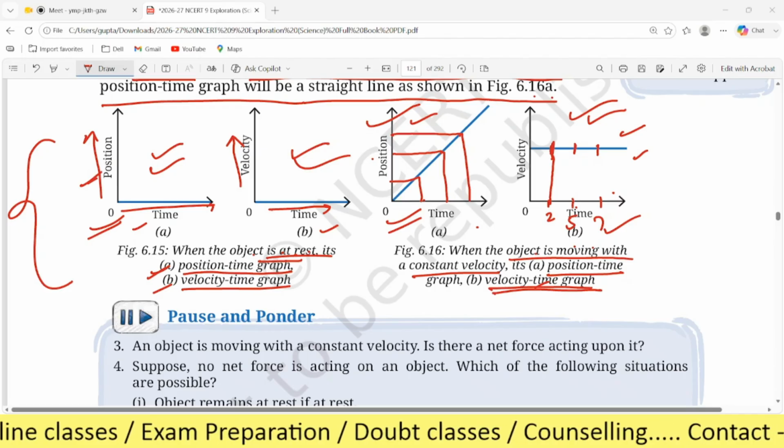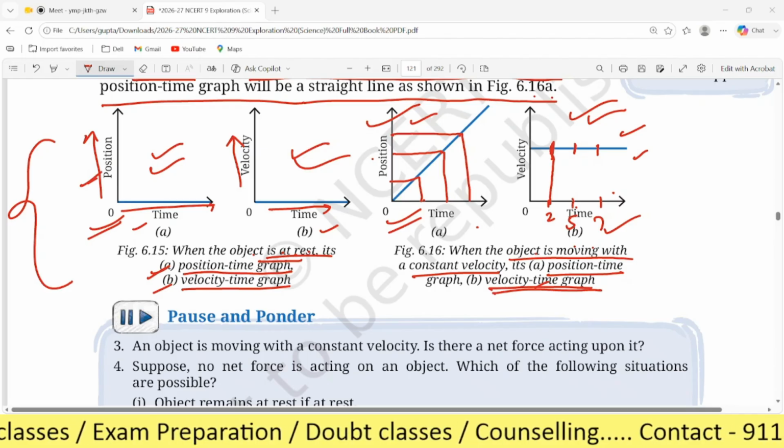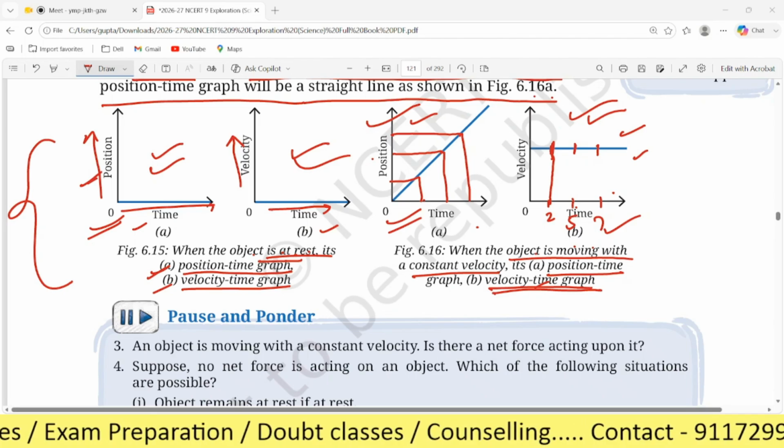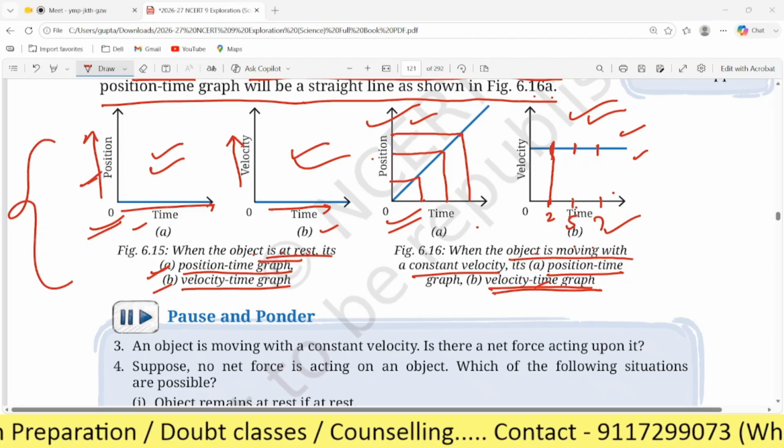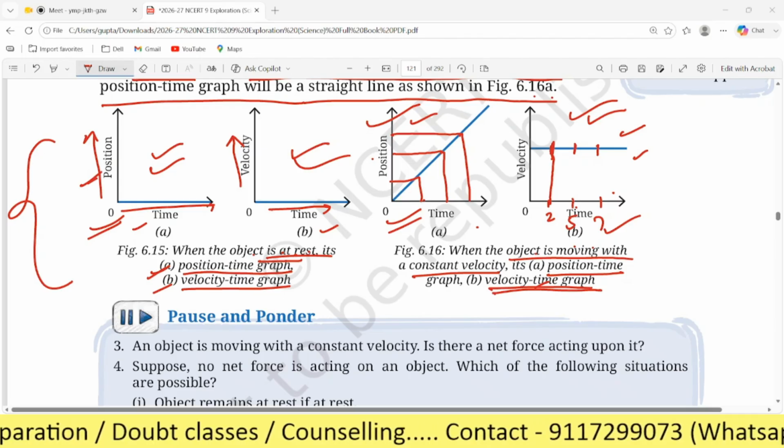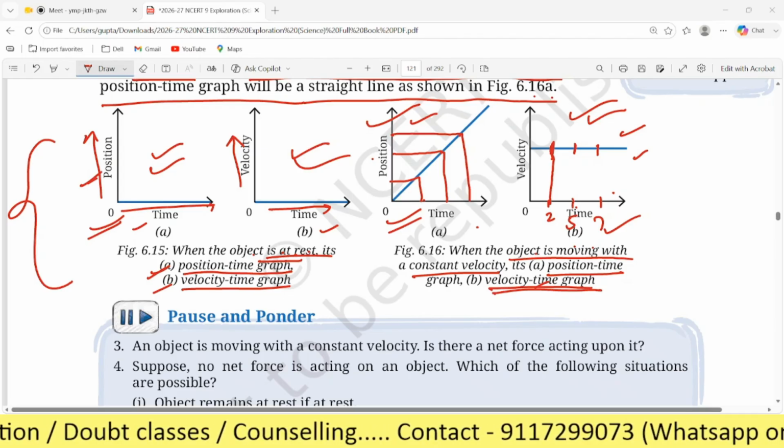I'm saying, instead of putting it like four separate headings, can we just put position time graph and velocity time graph for object at rest, and then write those two graphs, and then put a second heading for those two?